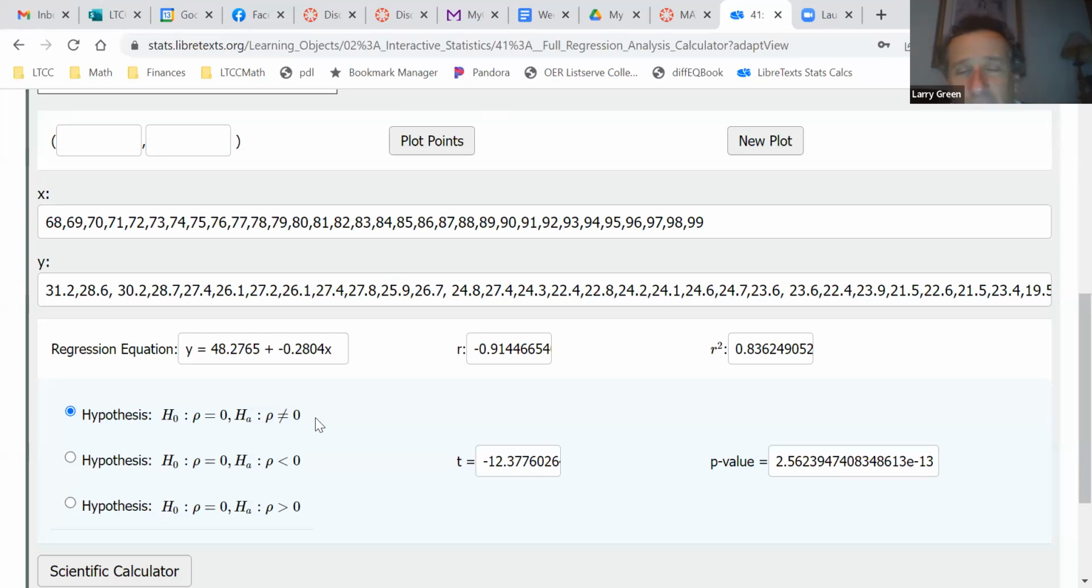If instead you want to hypothesize there's a negative correlation, then you choose this one. Rho, remember that letter is rho. Rho is less than 0 for HA. And if you want to show it's a positive correlation, then you're going to say rho is greater than 0 for HA. H naught will always be rho equals 0, by the way. Okay, that's always. Any questions on that?